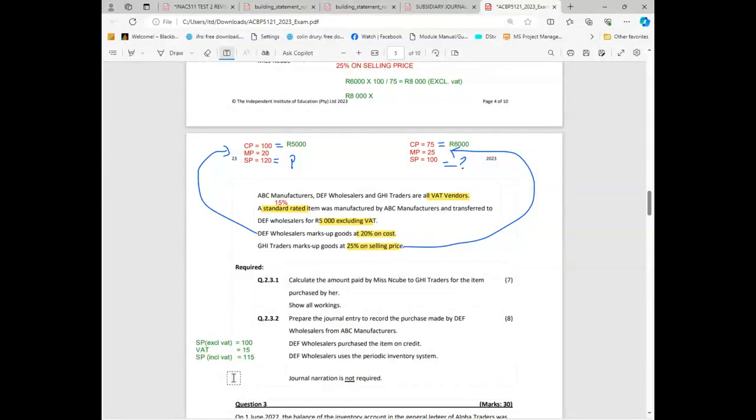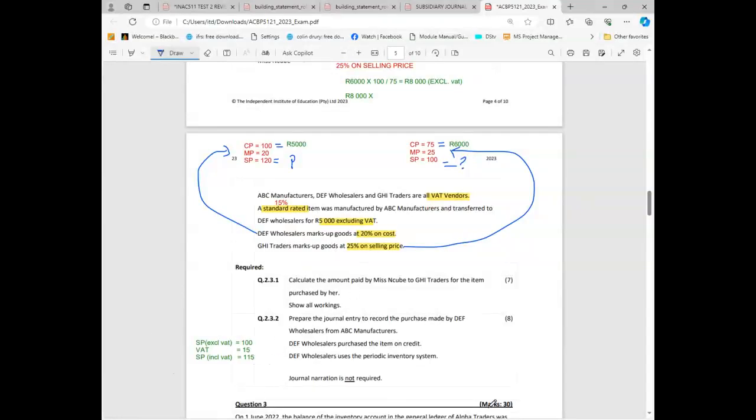So I don't know which method you prefer. Do you want to find VAT first? Yes, let's find VAT first. Or do you want to find the amount directly? Okay, if I want to find VAT first, where will I put my question mark? And where will I put the amount that I'm going to use? Where will I put 8,000?